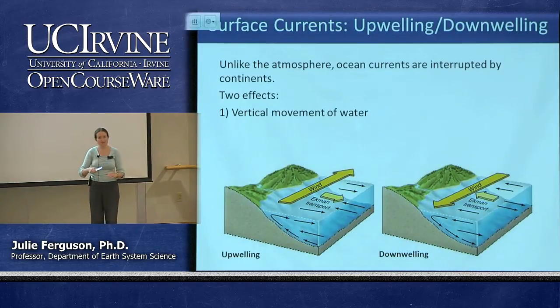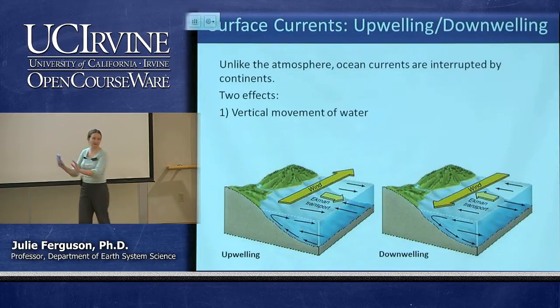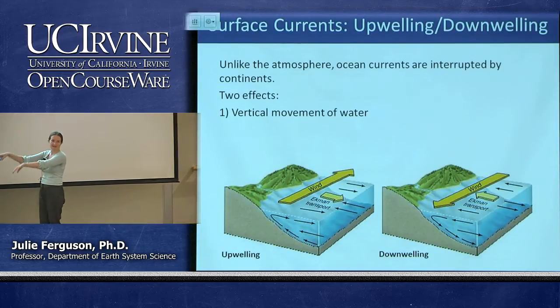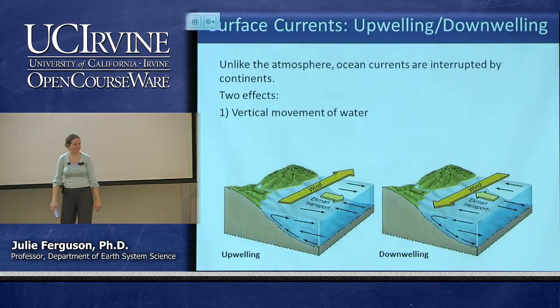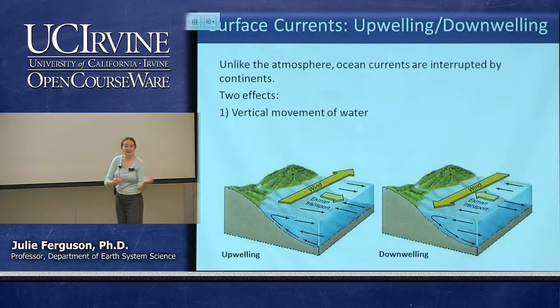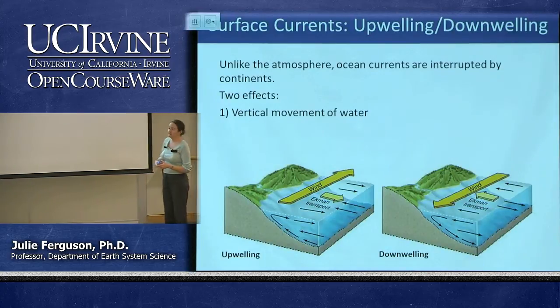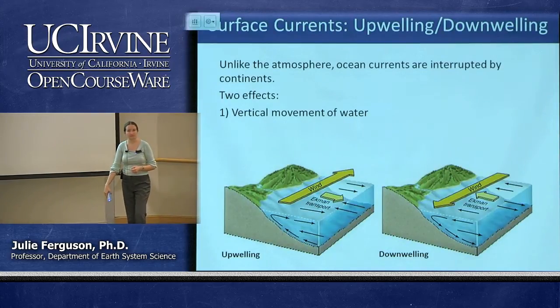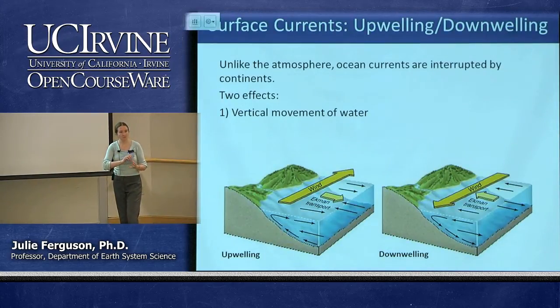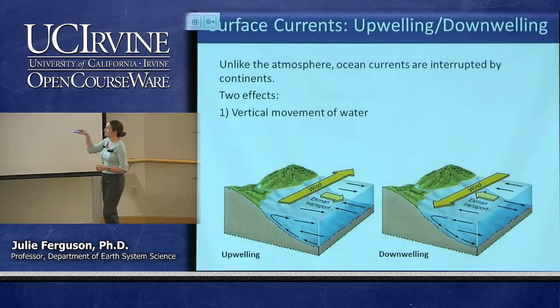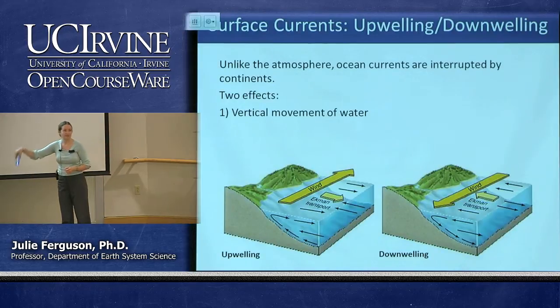Is that 100 meters of water going to hit land and keep going over the continents to the other side? No. So it has to go somewhere. It can't go up. The only place it can really go is down. So where we have water moving offshore, we have upwelling. Where we have water moving towards land, we have downwelling.